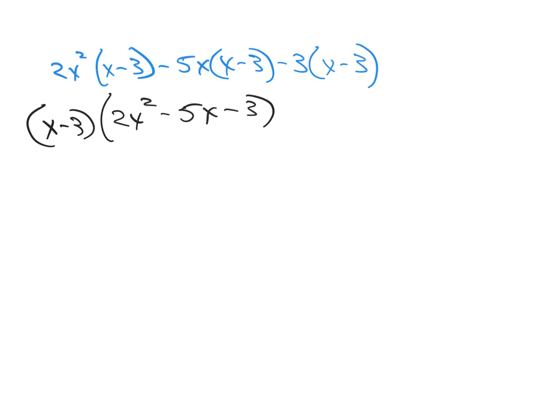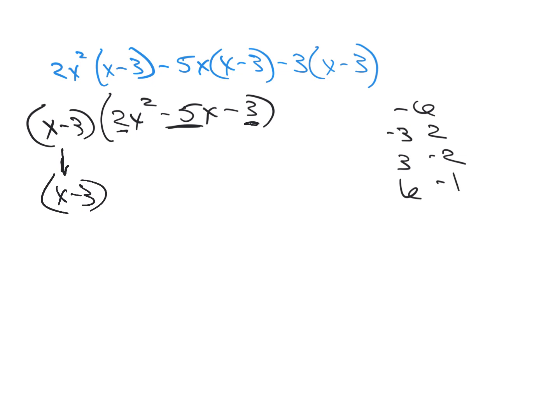All right, so now I can let this just tag along. It's always going to be there. Not going to change at all. It's just going to follow me. I'm going to take my 2 times negative 3 and get negative 6. Two numbers added together give me negative 5. So I've got negative 3 and 2, 3 and negative 2, 6 and negative 1, negative 6 or 1. So all of those numbers will add together and give me a negative 5.